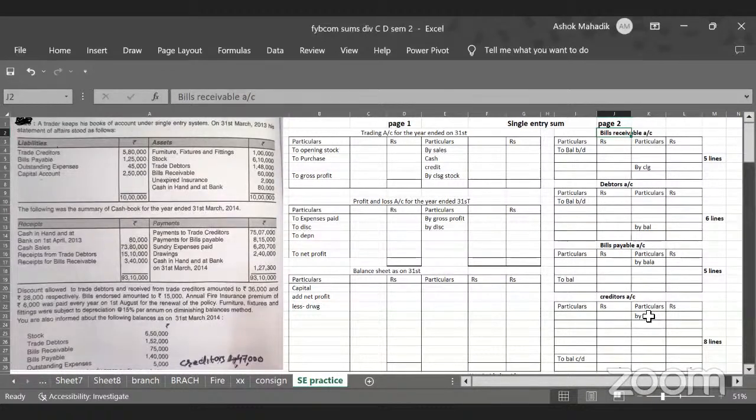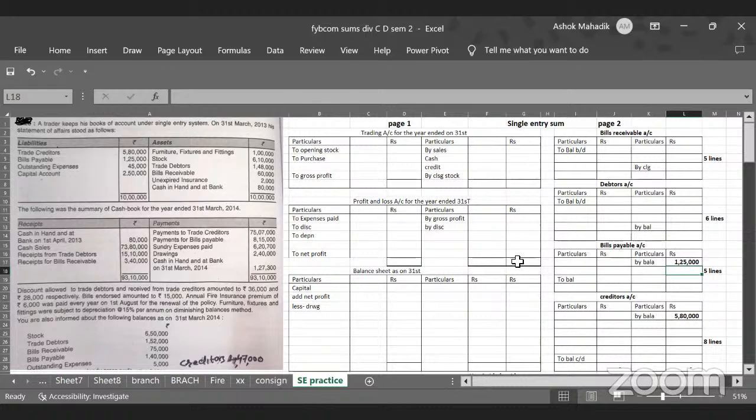So the creditors account, at the end, by balance brought down. Amount is 5,80,000. Then bills payable. Again, this is a liability. So the balance will appear on the credit side, 1,25,000. Outstanding expense, we don't have an account for this. So we'll do the adjustment later on. So this one item is pending.